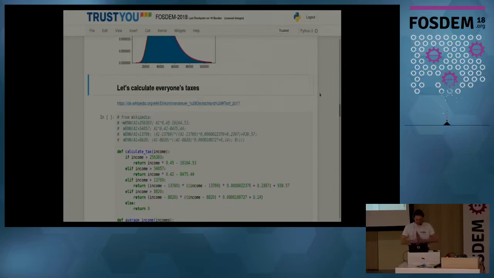And let's calculate everyone's taxes. When you look up the income tax for Germany in Wikipedia, what it gives you is an Excel implementation, right? Isn't that wonderful? And this is how it looks like.